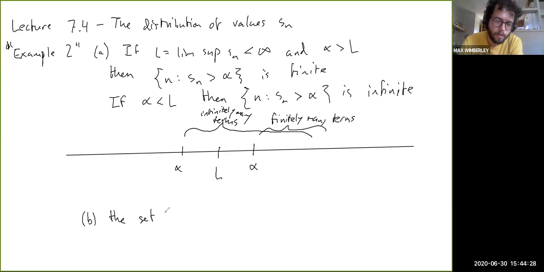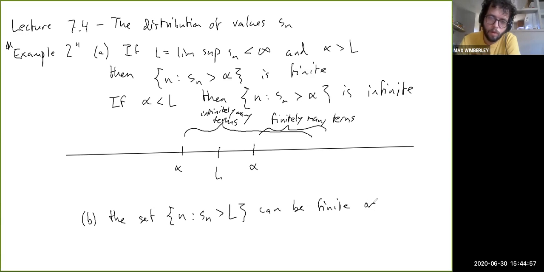The set of terms, or the set of indices for which Sn is greater than L itself, right? So we only talked about cutoffs, or bounds, on the terms that are strictly greater or strictly less than L. But for L itself, it's actually ambiguous. It's possible that this set can be finite or infinite, right?